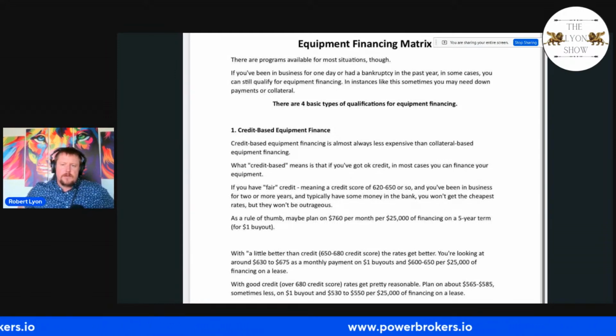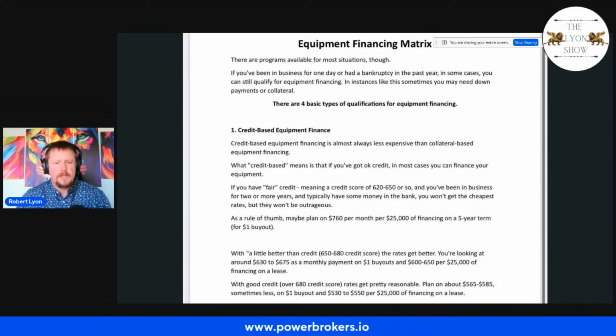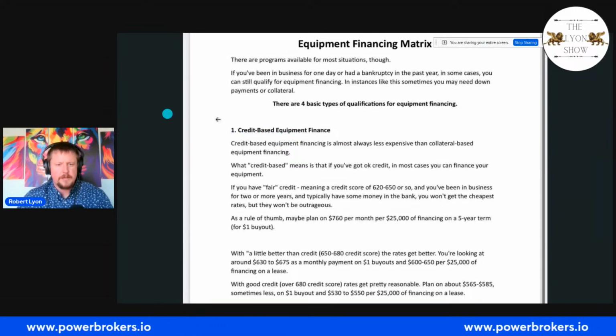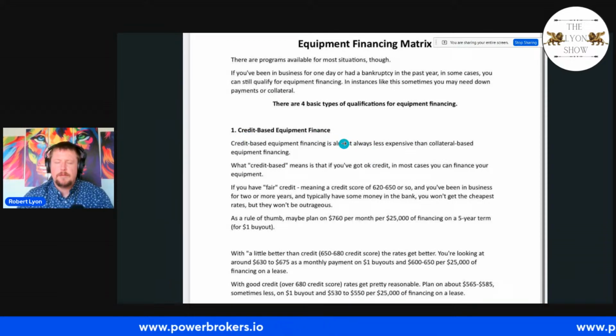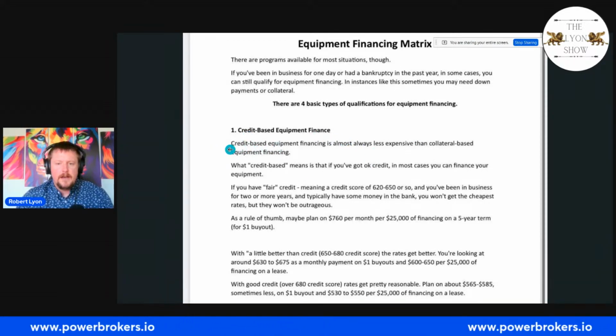This is one of the biggest ways that you can break into a very profitable business as a power loan broker, because you can help these sorts of people get financing for their equipment, right? Typically, number one, it's going to be credit-based equipment financing, but there are also ways to get financing without being credit-based. It can be based on the revenue. It can be based on a lot of things, okay?